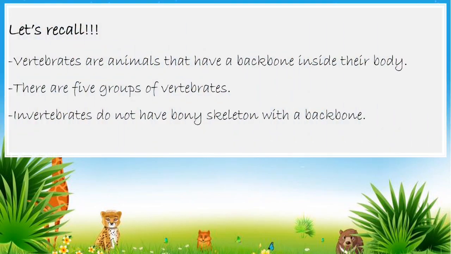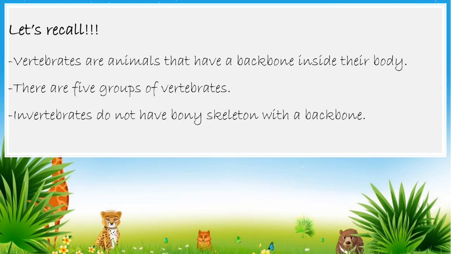Students, let's recall what we learned in today's lesson. Animals can be divided into mainly two groups. They are vertebrates and invertebrates. Vertebrates are animals that have a backbone inside their body. Vertebrates can be classified into five main groups. They are mammals, reptiles, amphibians, birds, and fish. After that, I explained invertebrates. Invertebrates do not have a bony skeleton with a backbone. Their body is very soft. The examples of invertebrates are starfish, jellyfish, butterfly.